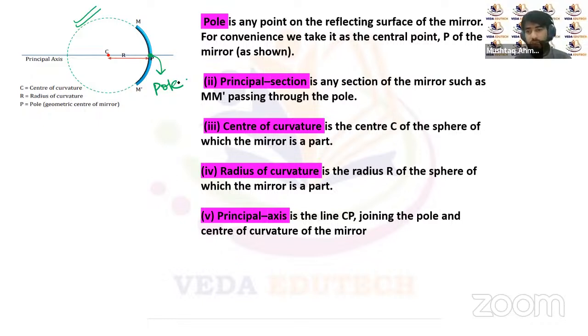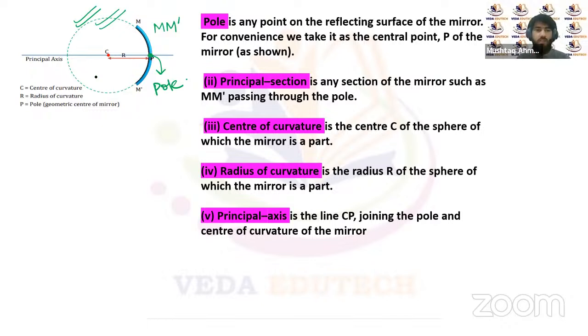Then we have the principal section. You can see here M to M dash, that's what we call the principal section. This is the part of the mirror from which the reflection will take place. Now the third point is the center of curvature. The center of curvature is the center of the sphere of which the mirror was a part. The center of this sphere is called the center of curvature, and this center will be the center of curvature for this concave mirror as well.